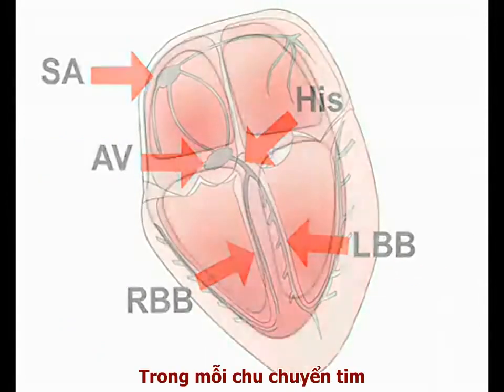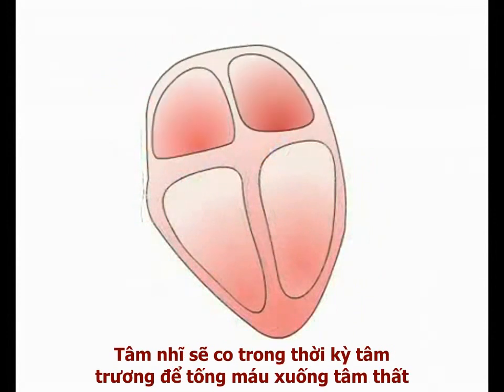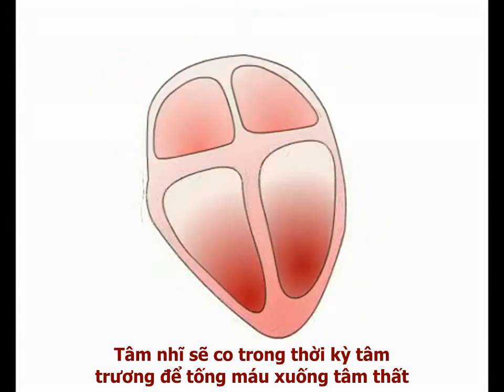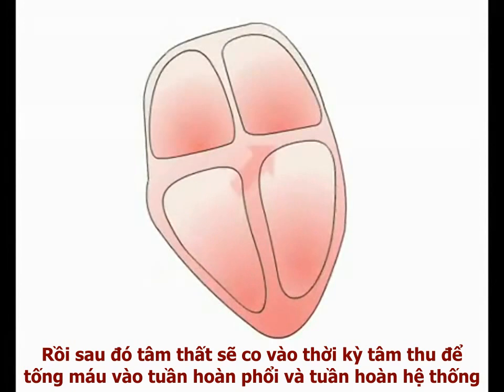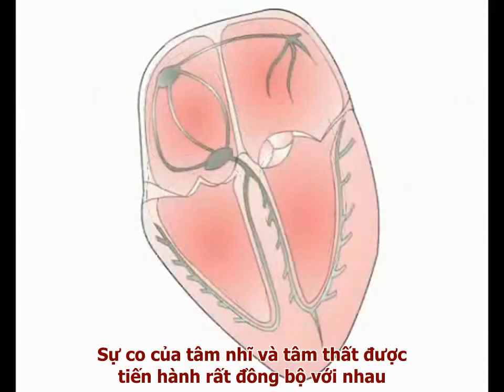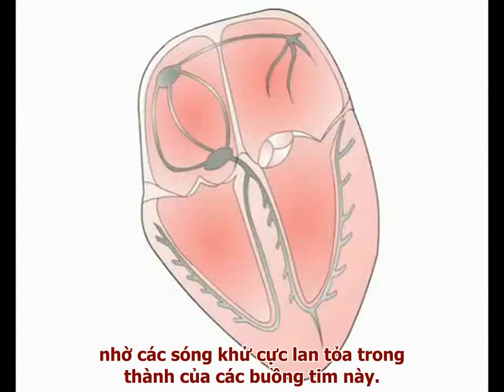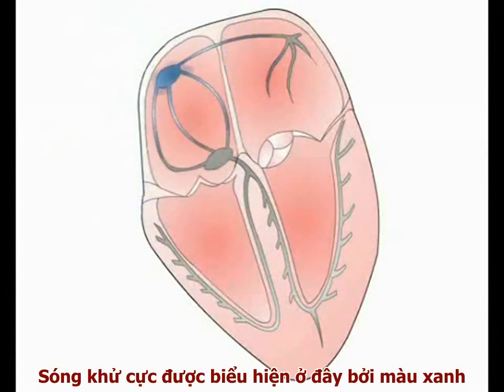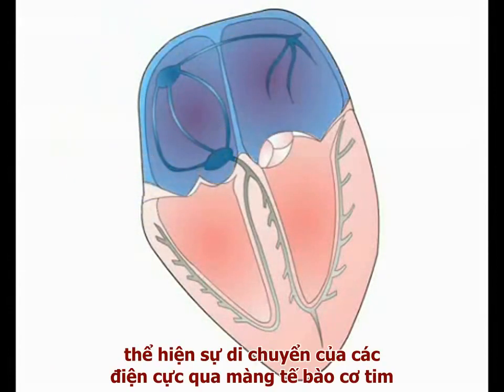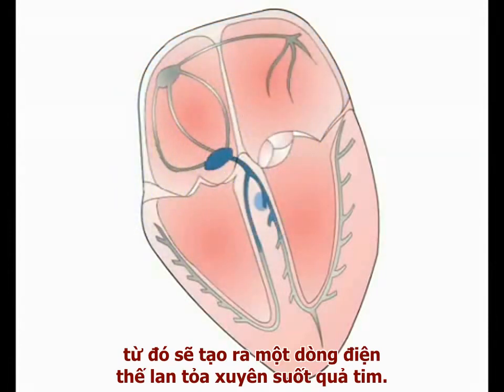During each cardiac cycle, the atria contract in diastole to fill the ventricles, which then contract during systole to supply blood to the lungs and the systemic circulation. Contraction of the atria and ventricles is tightly coordinated by a wave of depolarization spreading through the muscular walls of these chambers. The depolarization wave, seen here in blue, reflects movement of charge across myocyte membranes and is in effect an electrical current spreading through the heart.